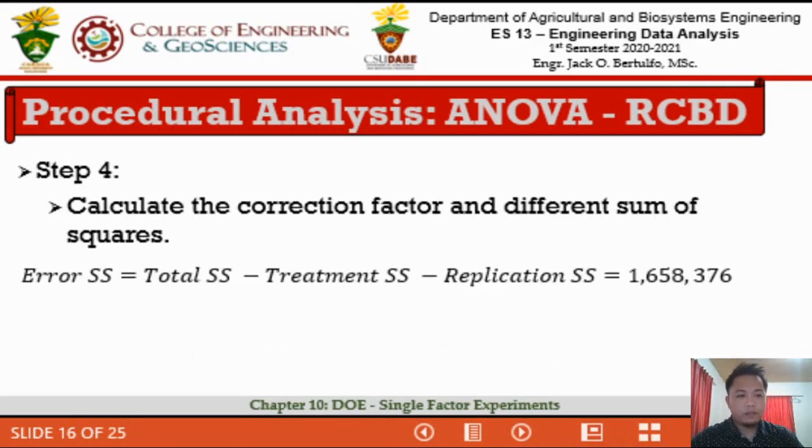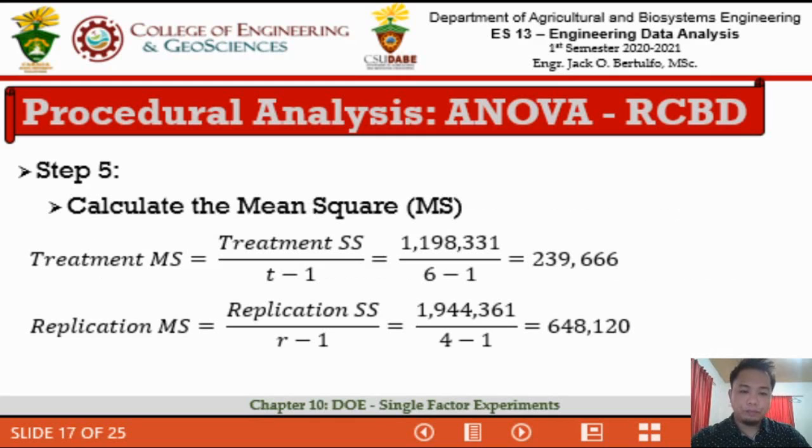Then after the replication SS, calculate the error SS by subtracting the treatment SS and replication SS from the total SS. Just plug in the data for total SS, treatment, and replication. So we have an error SS of 1,658,376. Okay. After that, we calculate the mean square.